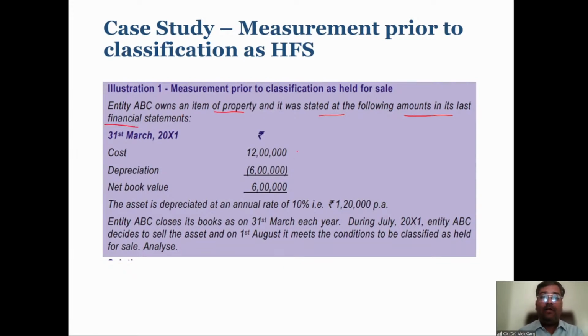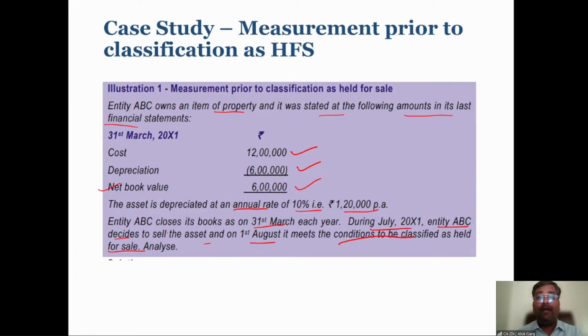31st March 2001, cost 12 lakh, depreciation 6 lakh, net book value is 6 lakh. The asset is depreciated at an annual rate of 10%, that is 1,20,000 per annum, right? So this is the carrying value in the balance sheet of 31st March 2001. Entity ABC closes its books on 31st March each year. During July, entity ABC decides to sell the asset and on 1st August, it meets the condition to be classified as held for sale. Analyze.